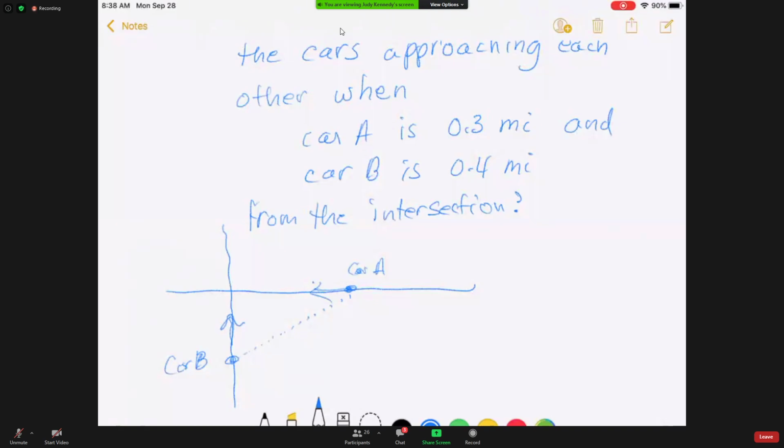Someone in the chat just said Pythagorean. Okay, yes. Whoever said that, very good. Yeah, you've got a right triangle here, so maybe the Pythagorean theorem can help. Remember, again, these things are changing. Let x equal the distance of car A to the intersection.